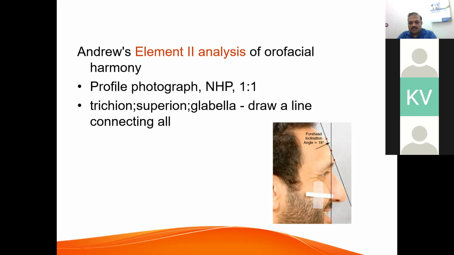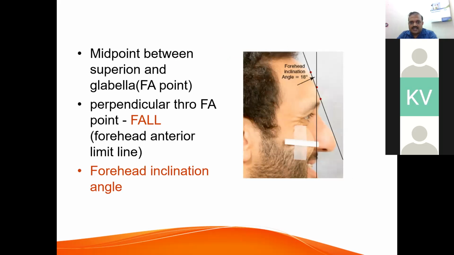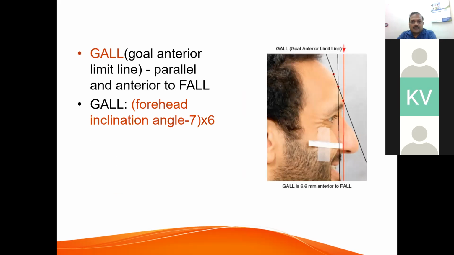This vertical line is called the forehead anterior limit line, that is FALL. So the forehead anterior limit line, FALL, is dropped through the midpoint of superion and glabella. Then you drop another parallel line to the FALL, called the GALL, the goal anterior limit line.